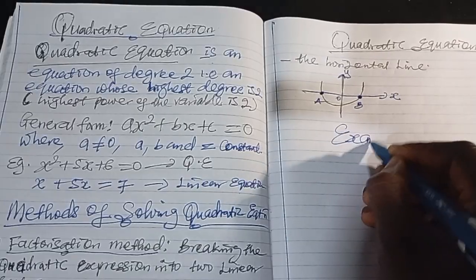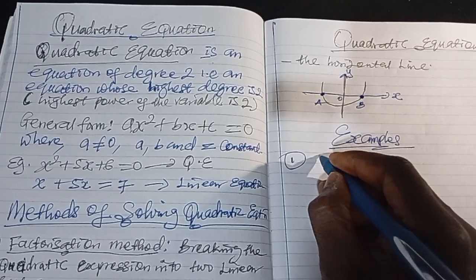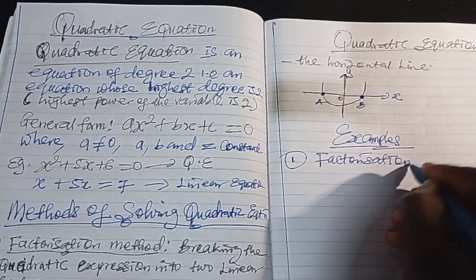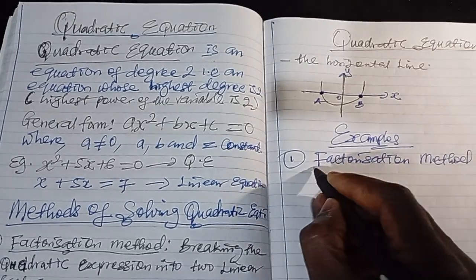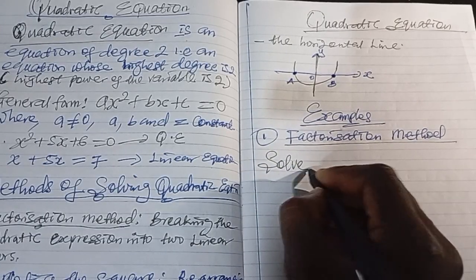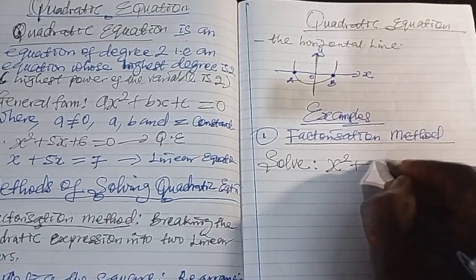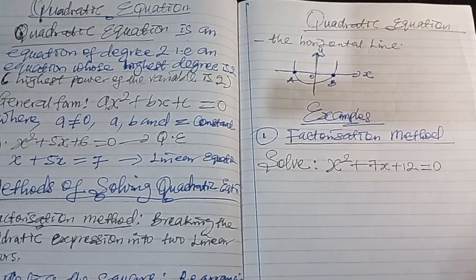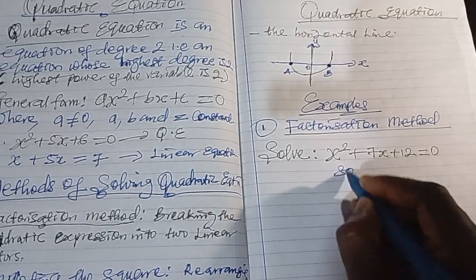Examples. Number 1, factorization method. We have here: solve x raised to power 2 plus 7x plus 12 equals 0. Please observe the steps. Solution.